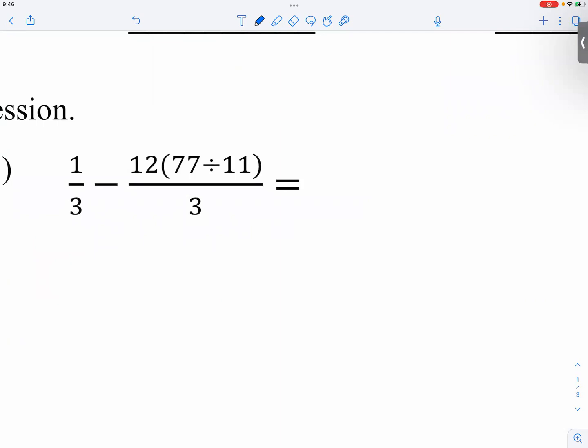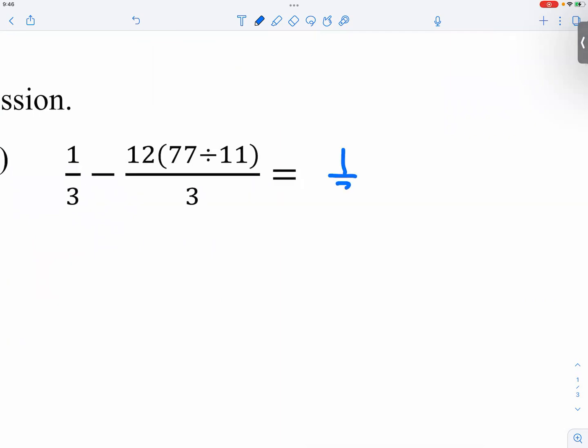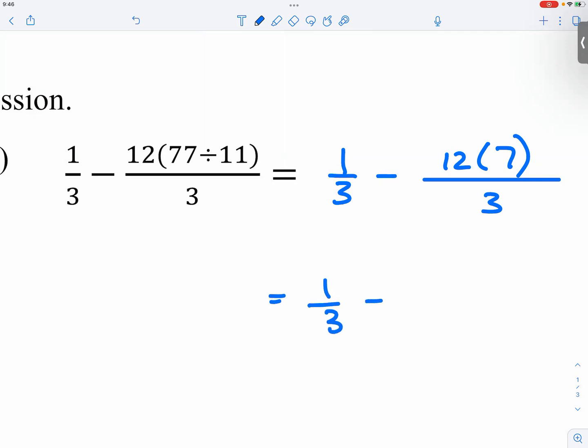Okay, over here we have again parentheses, so that should catch your attention. So what's 77 divided by 11? That's 7, right? What's 7 times 12? 84, right? So now, should we simplify these two numbers? Why not?